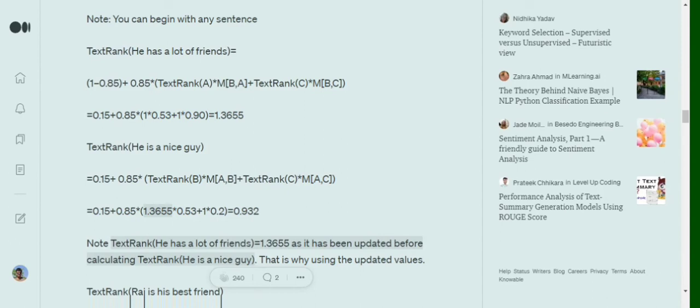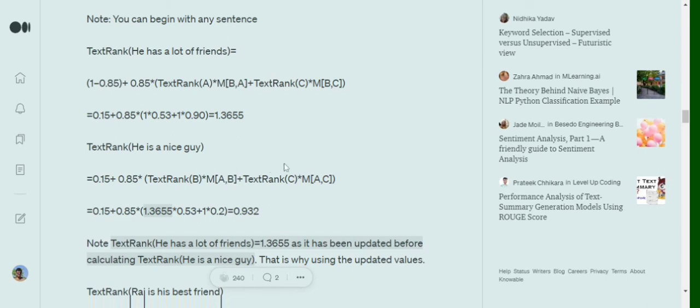So if you see, in our first step we were able to update the TextRank for B, so now the updated value for B, TextRank of B, will be used. So in place of 1, we are using 1.36, but still for TextRank of C we are using 1, because C's TextRank hasn't been updated yet.